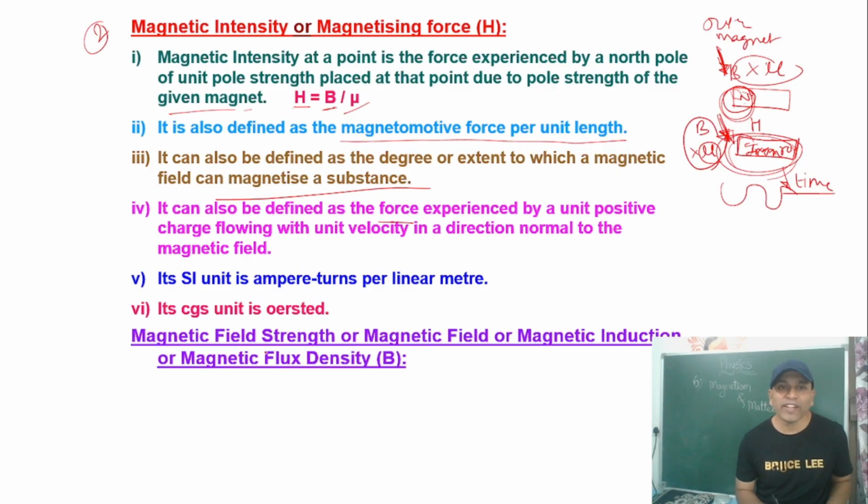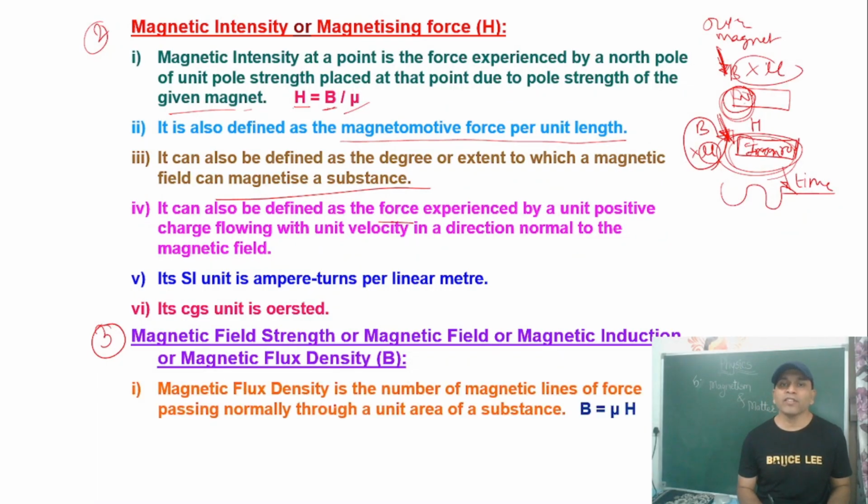Now the third phenomena is magnetic field strength, or magnetic field, or magnetic induction, or magnetic flux density. Magnetic flux density is the number of magnetic lines of force passing normally through a unit area of substance, equal to B equals mu H. Now you are discussing magnetic field only, but this magnetic field is not generated by the same magnet. This magnet generates B. If it is south, it is north.